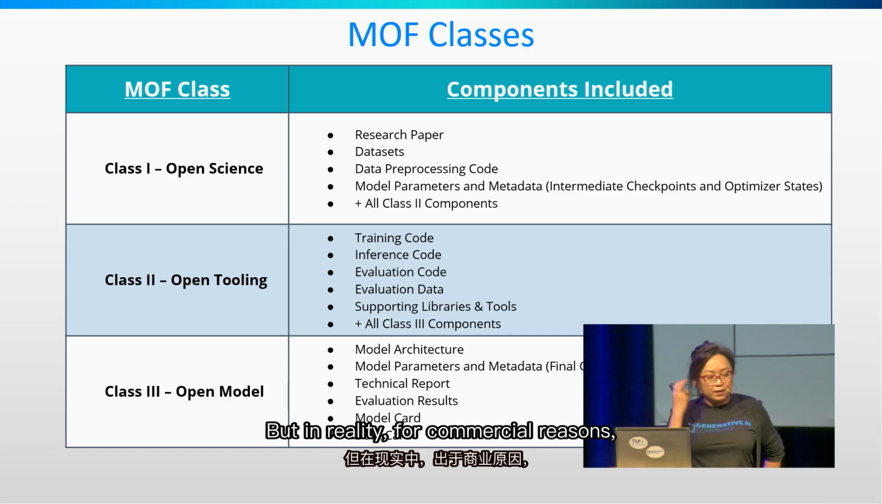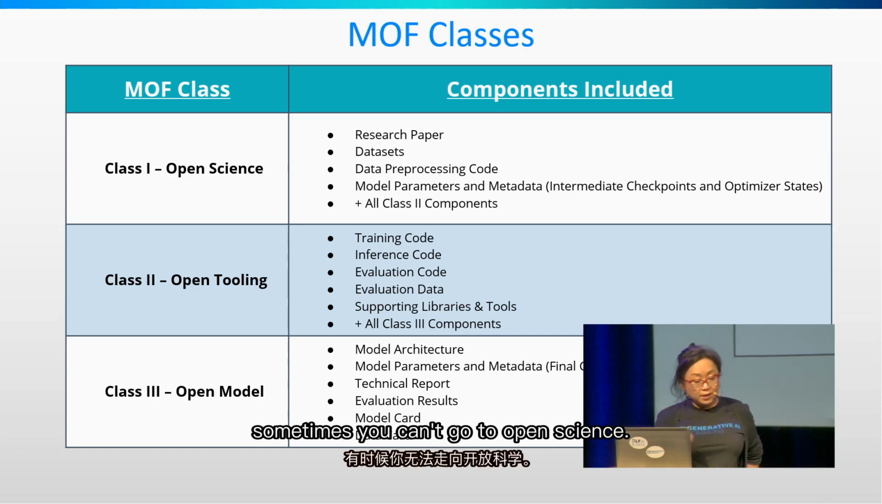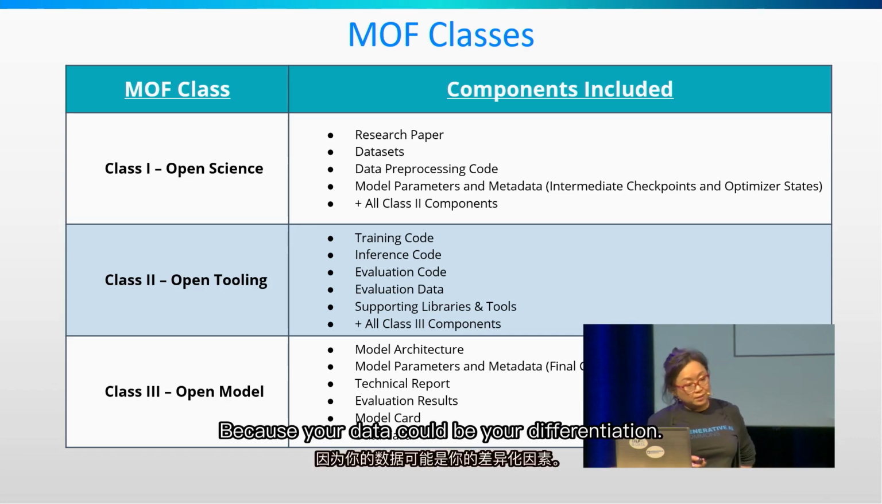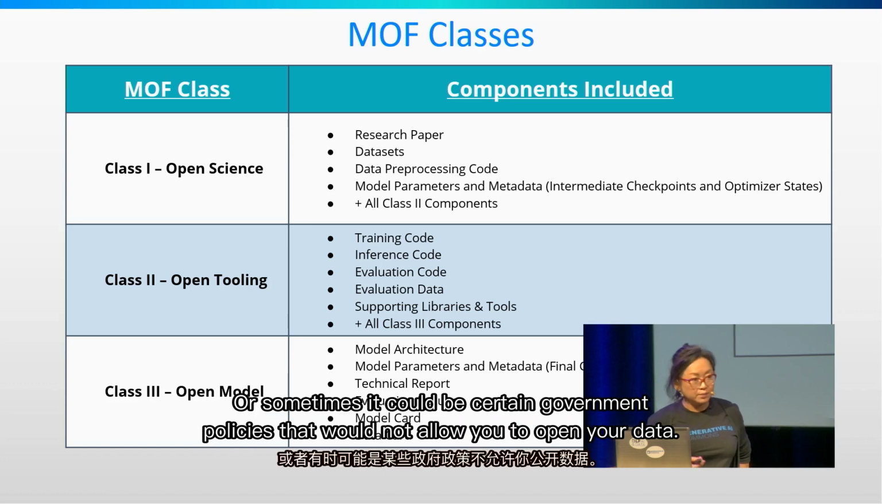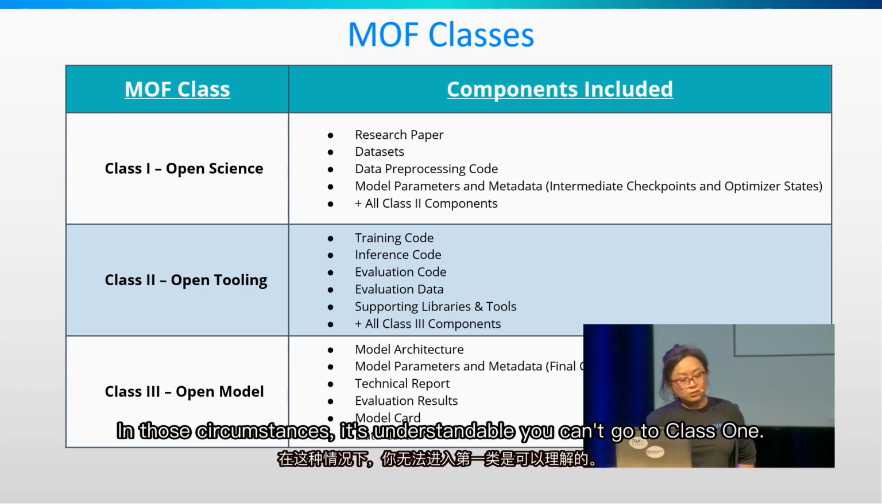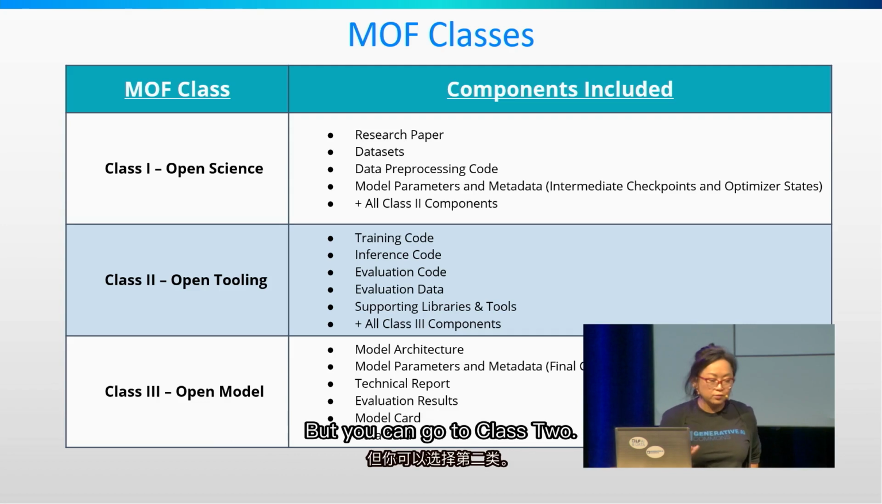But in reality, for commercial reasons, sometimes you can't go to open science, because your data could be your differentiation, or sometimes it could be certain government policies that would not allow you to open your data. In those circumstances, it's understandable you can't go to class one, but you can go to class two.